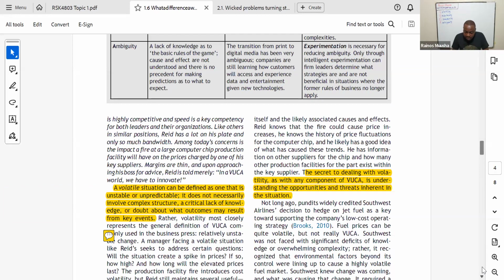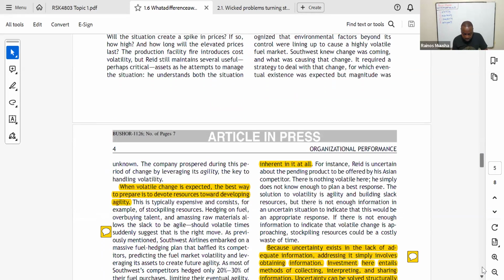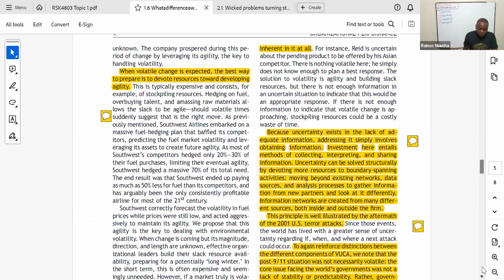Here they say, the secret to dealing with volatility, as with any component of VUCA, is understanding the opportunities and threats inherent in the situation. So that's basically how you deal with a situation that is deemed to be volatile. They also go on to say, when volatile change is expected, the best way to prepare is to devote resources towards developing agility. Which means when you're facing a volatile situation, you must ensure that your organization is agile enough to deal with it.